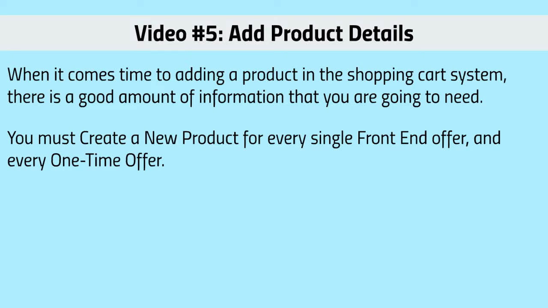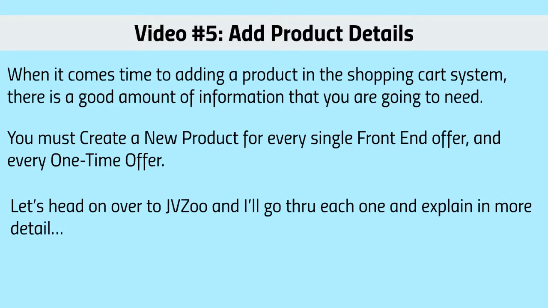So what I recommend that you do, if possible, is just to do a front-end offer and then do one-time offer. Once you get the hang of this, and once this actually makes sense to you, then you can go all out, add more one-time offers and more. But it will get overwhelming, I will say, if you do one front-end offer and several one-time offers. So with that said, let's go ahead and go over to JVZoo and I'll walk you through step by step.